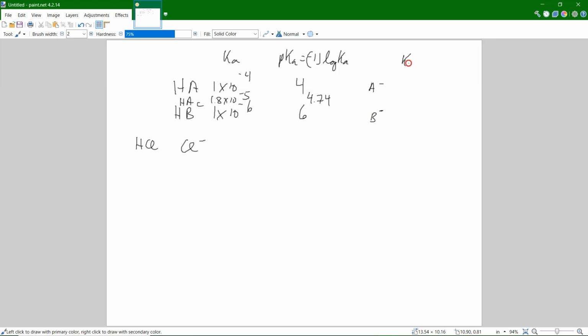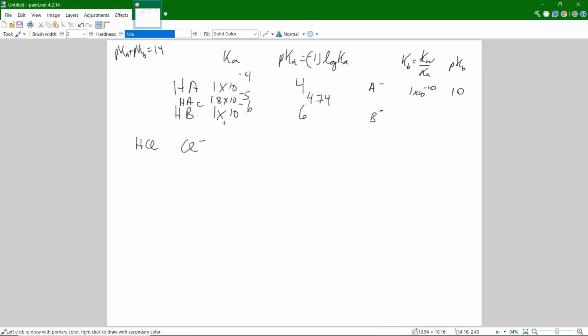For HA, the value for Kb is Kw over Ka because it's the conjugate. So for A minus, I take 1 by 10 to the minus 14 divided by 1 by 10 to the minus 4, which is 1 by 10 to the minus 10, and the Kb equals 1 by 10 to the minus 10. So my pKb is the negative log of 10 to the minus 10, and it is 10. And look at this, pKa plus pKb equals 14. So that comes in handy sometimes, which is really pKw, isn't it?